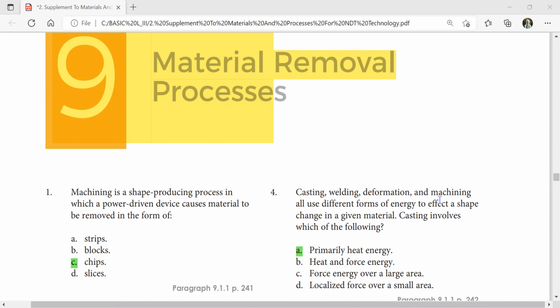Casting, welding, deformation, and machining all use different forms of energy to effect a shape change in a given material. Casting involves primarily heat energy.